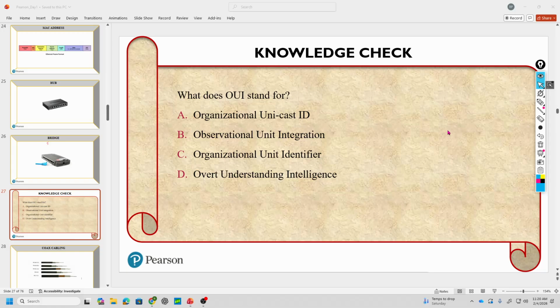So quick knowledge check. What does OUI stand for? And that is your organizational unit identifier. That identifies who made this network interface card. Was it Intel? Was it NVIDIA? Who made it? Okay? So that's specific to who made that particular card.